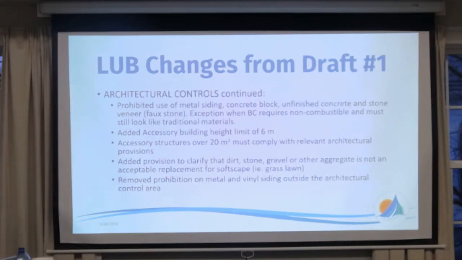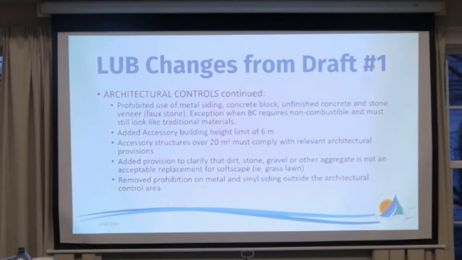So I mentioned earlier, metal siding was prohibited. We've added to that list, and this maybe will include vinyl, if that's where that discussion goes. But as it stands now, metal siding, concrete block, unfinished concrete, and stone veneer or faux stone is also prohibited. There is an exception. And again, we've heard suggestions that in all cases we should allow a look-alike, but in the case where the building code requires a non-combustible material, as it's written today, we would accept a metal or a concrete shake or something that's done in a traditional look when it's required for fire safety.